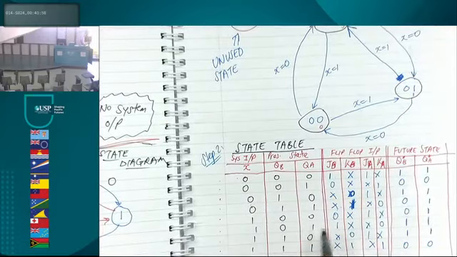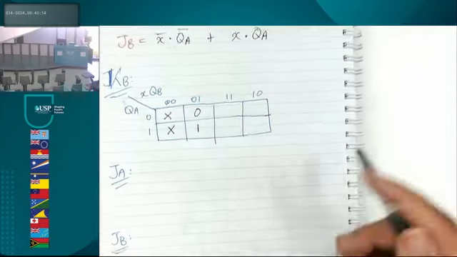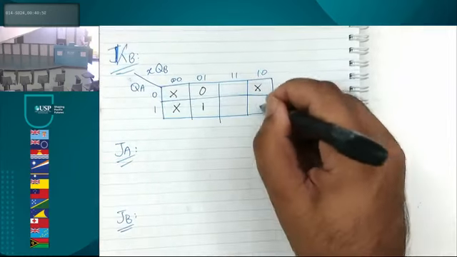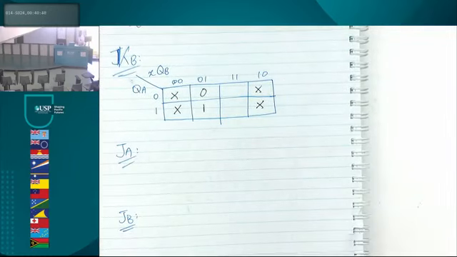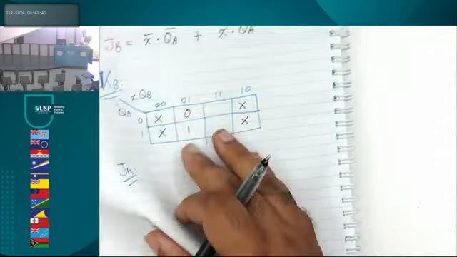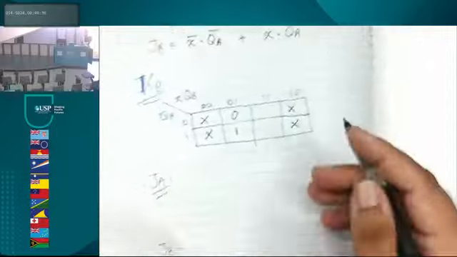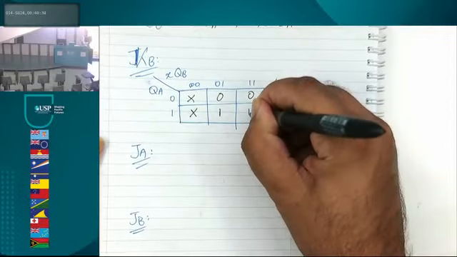1, 0, 0 is x. 1, 0, 1 is also x. Okay, everybody happy with that? Next one, last two. 1, 1, 0 is 0. 1, 1, 1 is 1.